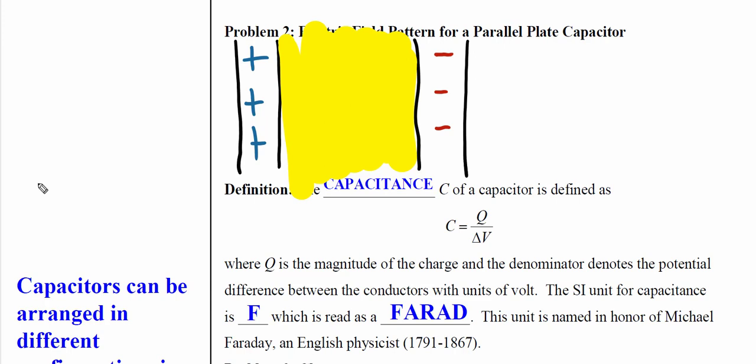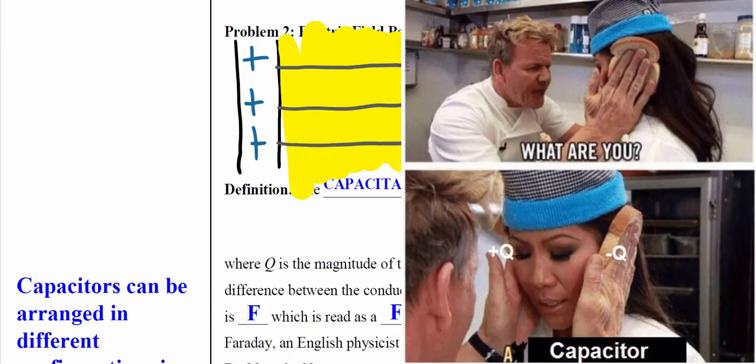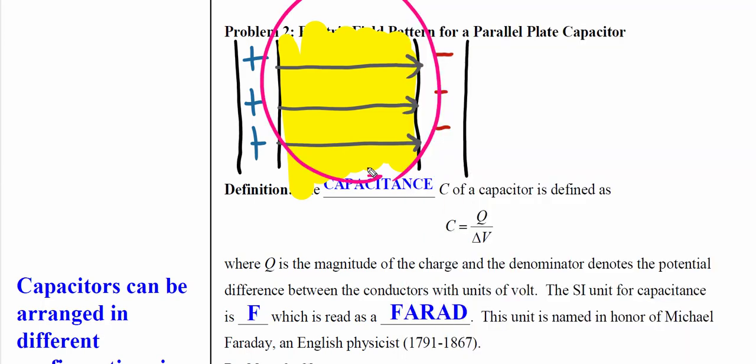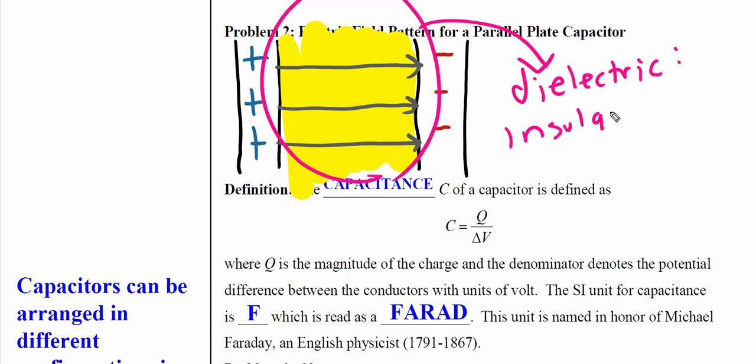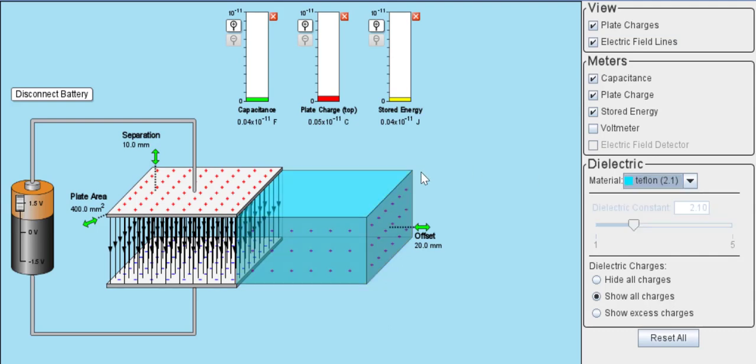So what we have then for problem 2, this is what it typically looks like, right? We have two plates. Here we have a positively charged plate, we have a negatively charged plate. And the electric fields go from positive to negative. In between this sandwich is what we call a dielectric. So this yellow region, we call this a dielectric. And the dielectric is an insulating material, which helps with the electric field and with the energy storage.